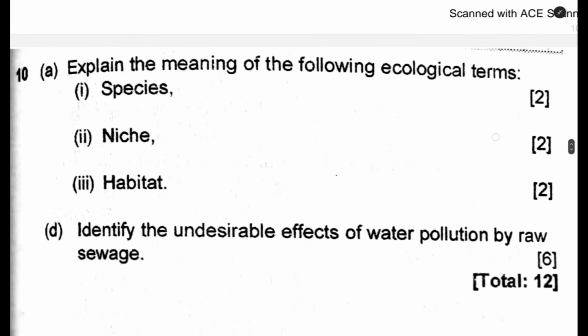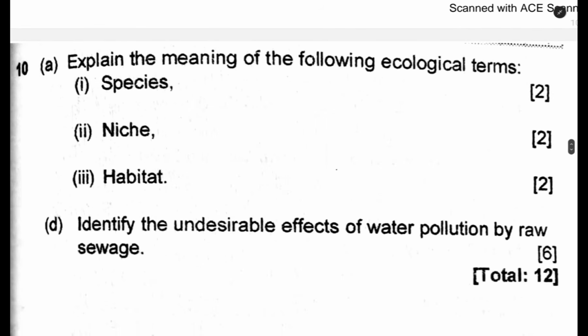Then question 10, explain the meaning of the following terms. So under ecology, the first part that you need to know are the terms. Terms such as species, habitat, community, population. Those terms, you should have them at your fingertips. So, like I said, question 10, one of the topics that you expect is ecology.